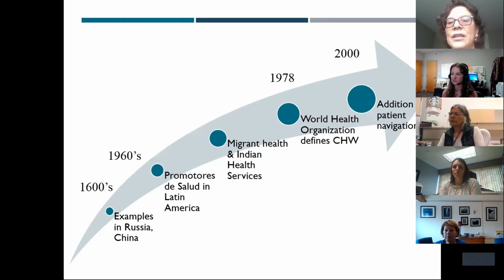It wasn't until the late 1970s when the World Health Organization began to define the CHW. And what you'll see is a definition that's quite different than how we view CHWs here in the US. The WHO suggested that CHWs are employed by the communities that they serve. They report to the communities, whereas in the US, they tend to be either part of community organizations or healthcare systems.